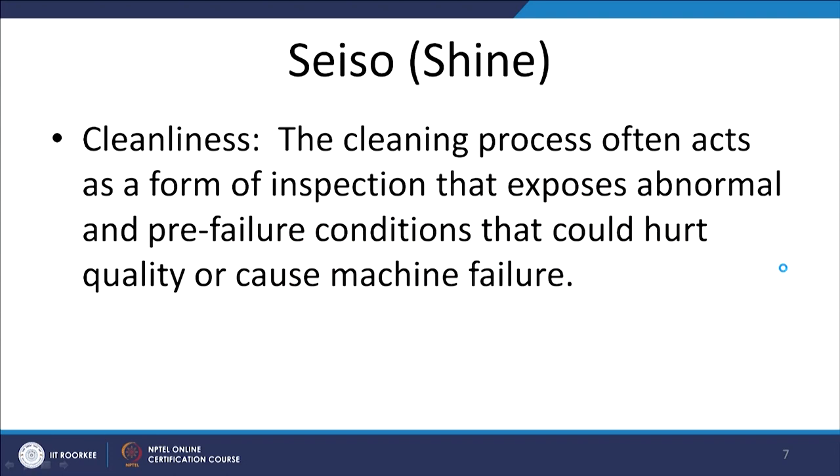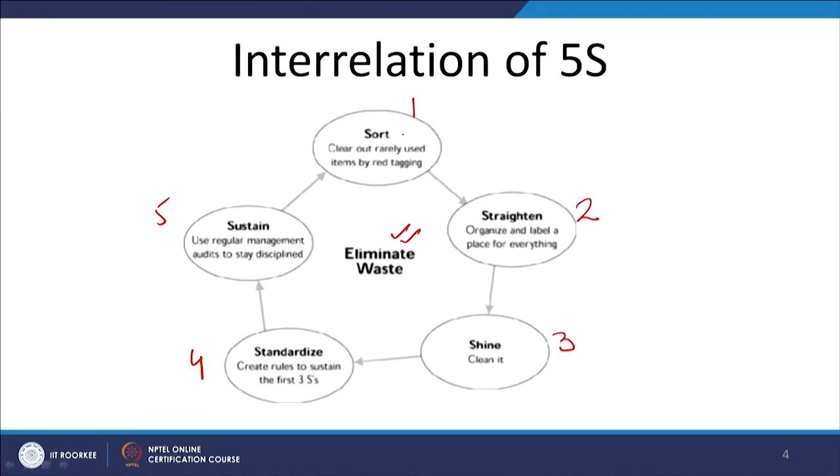The third important S is about shining. So, what do you see? This diagram says that first is the sort. So, what you are keeping is a very important thing, and those things which are of less value, which are rarely used, you need to keep them apart. The second thing is you need to organize and label the place for everything, that here you are keeping type A item, here you are keeping type B item, here you are keeping type C item.